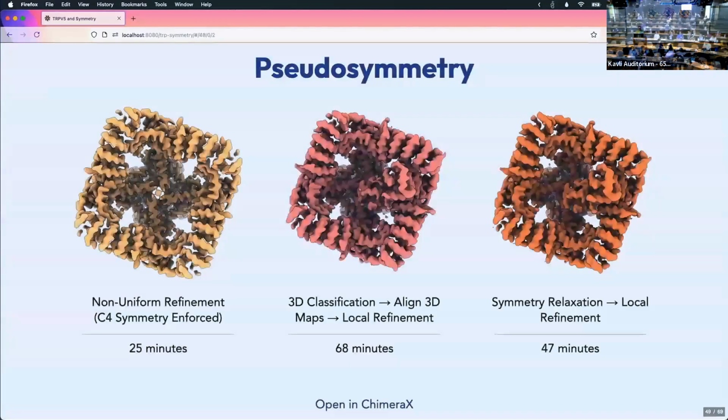Hi, regarding the symmetry relaxation, if your input model is the C4 enforced model, is there any chance it couldn't distinguish all four poses and still give you the same map? Yes, so probably in the first iteration that's what happens, right? Because in the first iteration, it has that symmetric map that we forced to be symmetric, and so there's no difference between the four. However, once you've done that first iteration, there is some asymmetry, right?